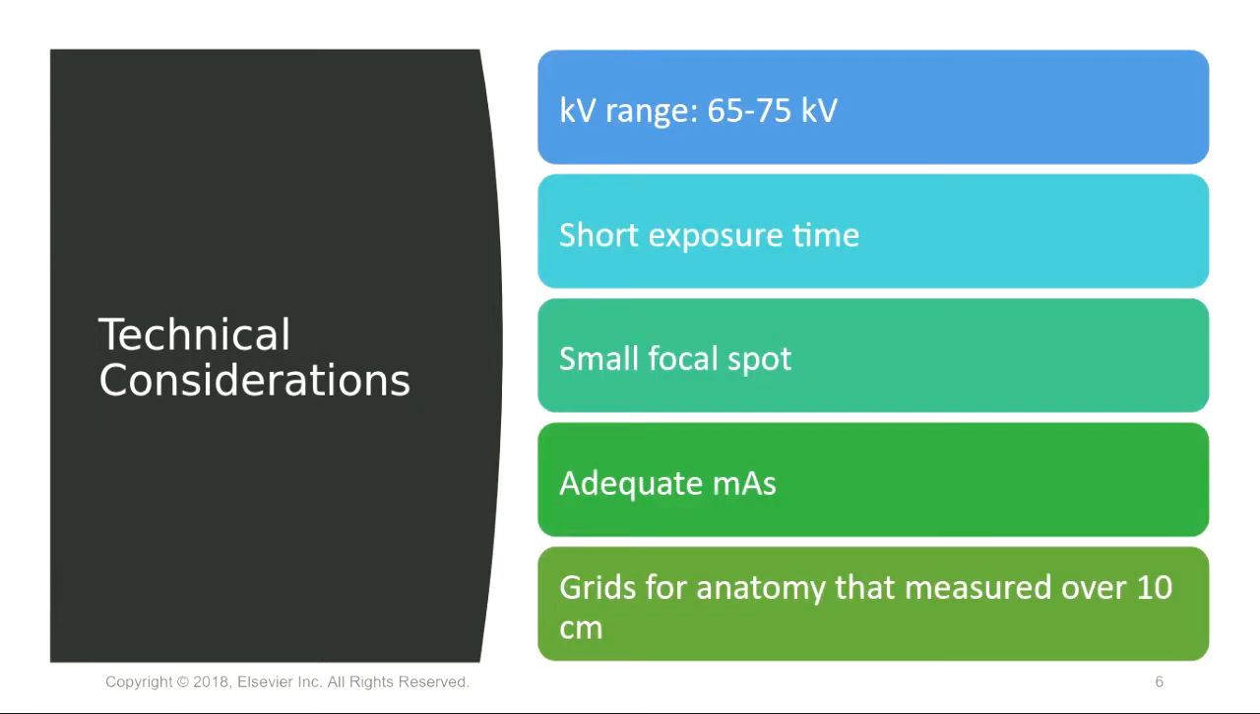As far as technical considerations, our KVP range is going to be between 65 and 75 for digital. We want a short exposure time to reduce motion. You want to be on small focal spots so that you get the best amount of spatial resolution that you can. So small focal spot and then short exposure time.